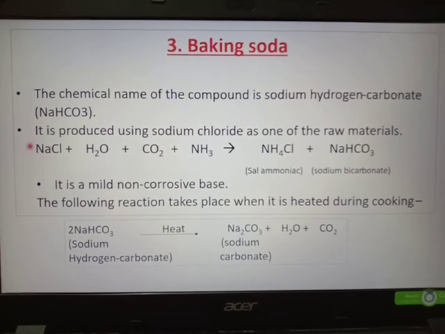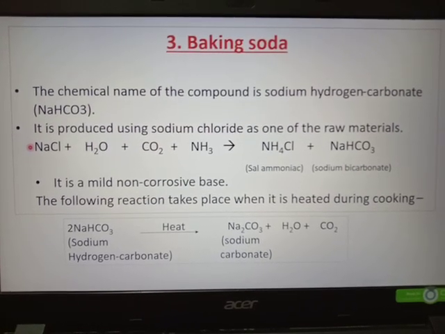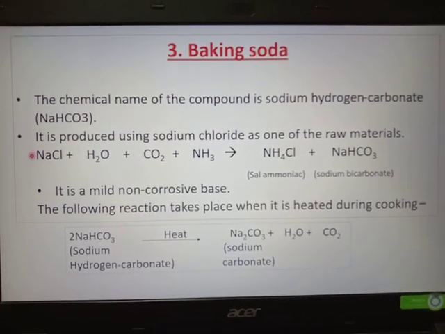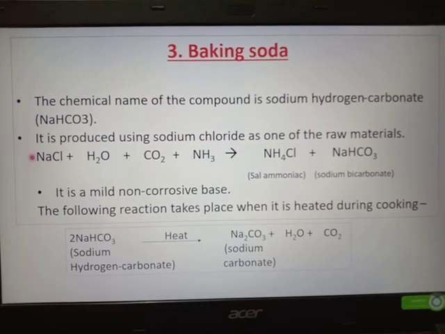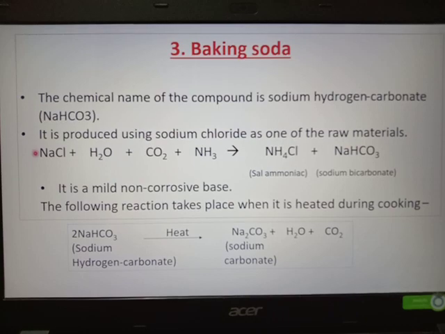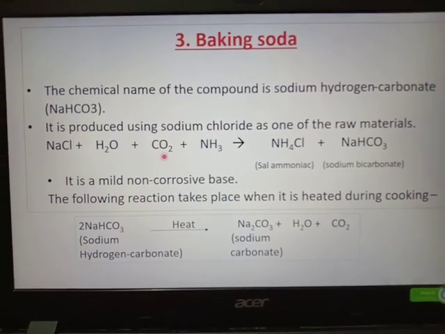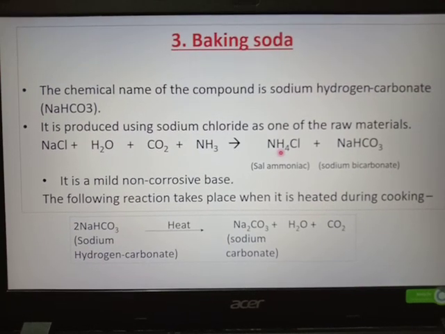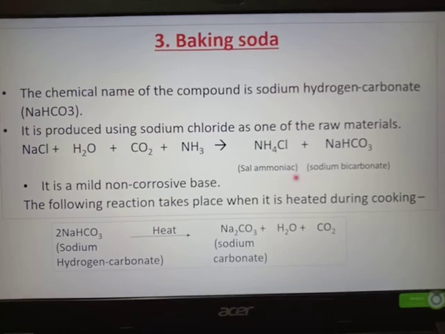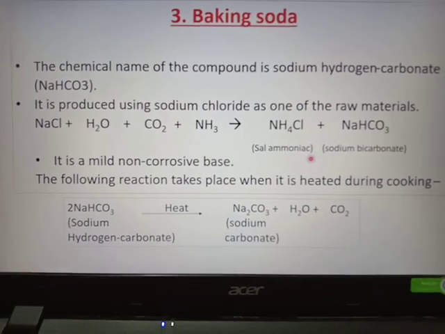Baking soda is produced by passing carbon dioxide gas and ammonia gas in brine solution. You already know brine solution is the saturated aqueous solution of sodium chloride. When we pass carbon dioxide and ammonia gas together in this brine solution, we will get sodium bicarbonate and another compound, that is ammonium chloride, which is also called sal ammoniac.